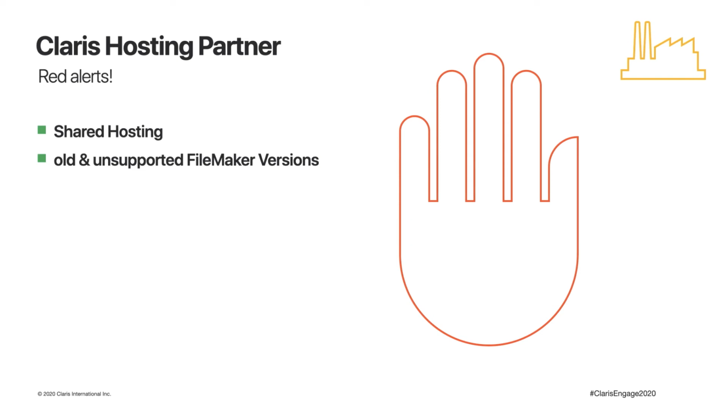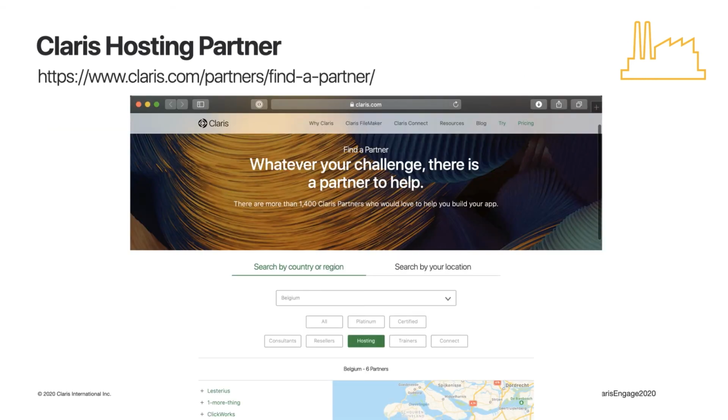If you want to find a list of Claris hosting partners, you can find them on the Claris website under Find a Partner, and then you choose the option Hosting. And for every country you will find a couple of partners.